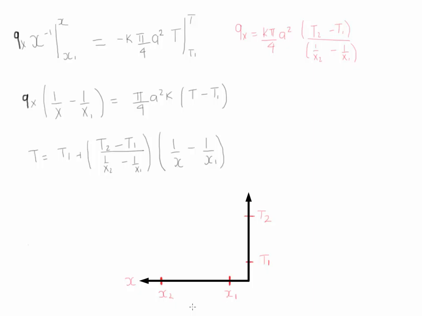The last step is to create a graph of T as a function of x. Notice that the coordinate system is given to match the problem. From this problem, the two points that we know are that at x equal to 2, the temperature is equal to T2. So we plot that point. And then at x equal to 1, the temperature is equal to T1. From the function, we see that T is inversely proportional to x, and that looks like a curve similar to this.